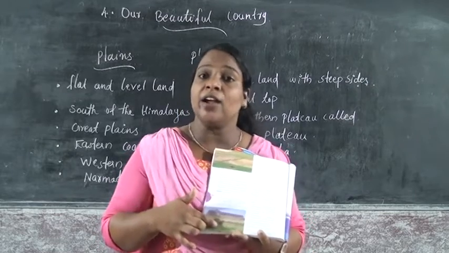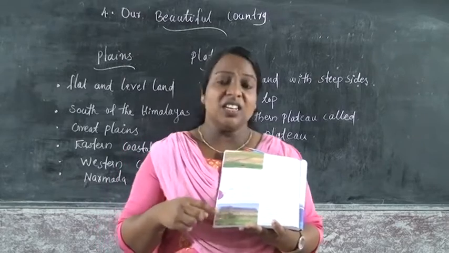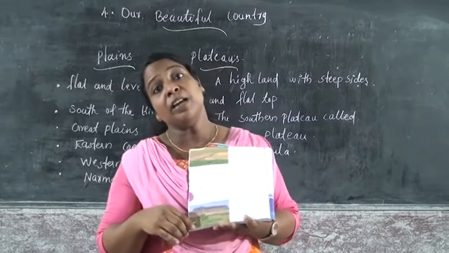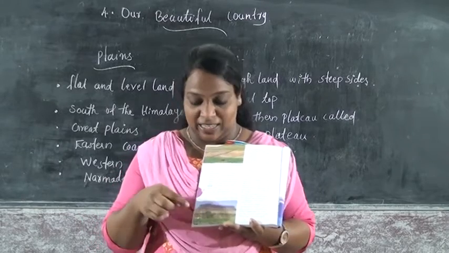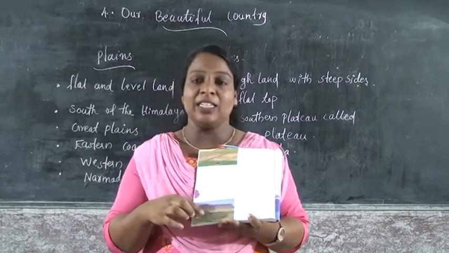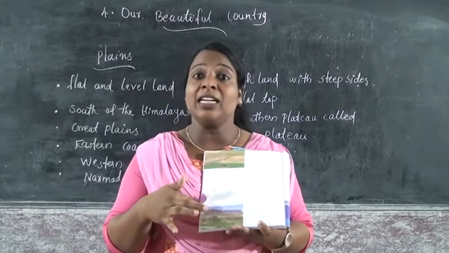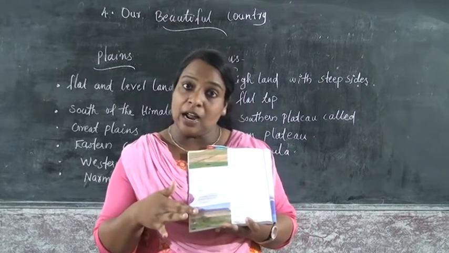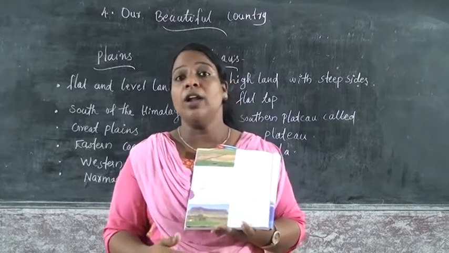Is it a high land? Yes, high land with steep sides. Steep side means a sharply sloping place. It's a high land with steep sides and a flat top. And what is the importance of the flat top? Is the top a flat place? Yes, so those places we call plateaus.